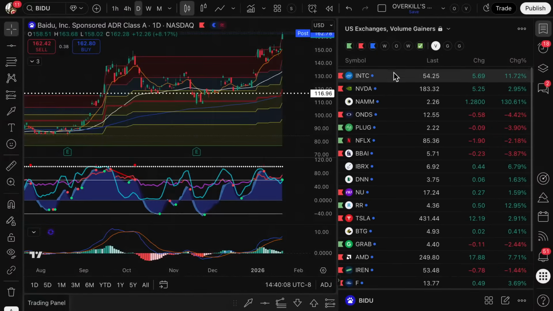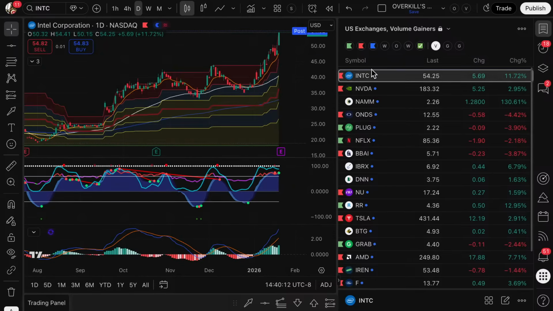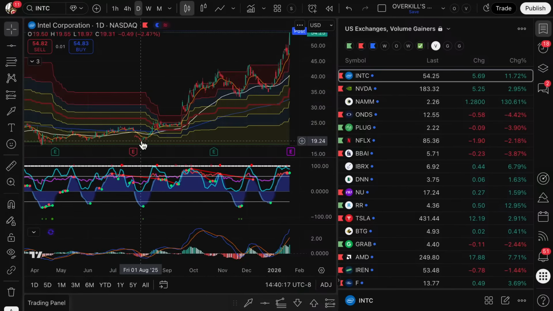You could see that Intel was the most traded stock today, and it's up 10%. But look, it's in the red zone, so we don't care. Intel was one of the best trades for us last year, too. We bought that one down here in August at 19 and sold it right here at 30. And now it's obviously up here at 60.